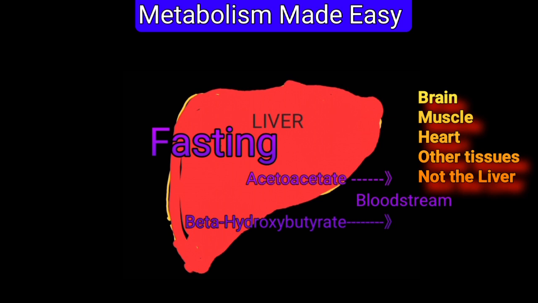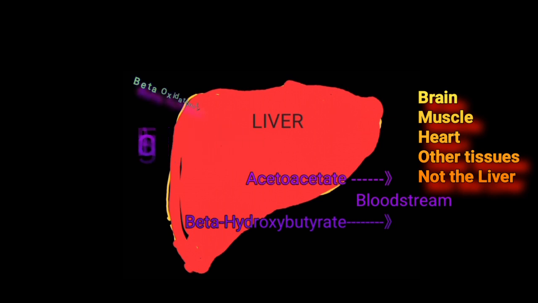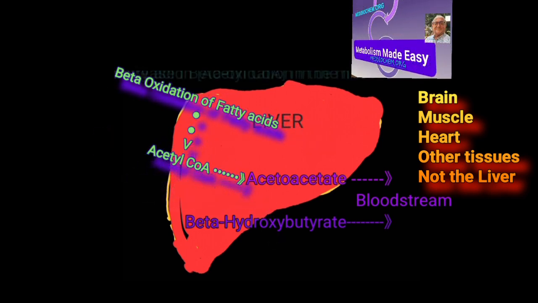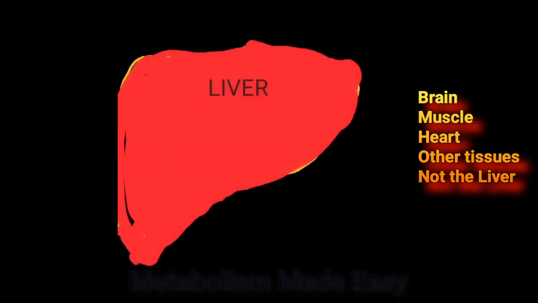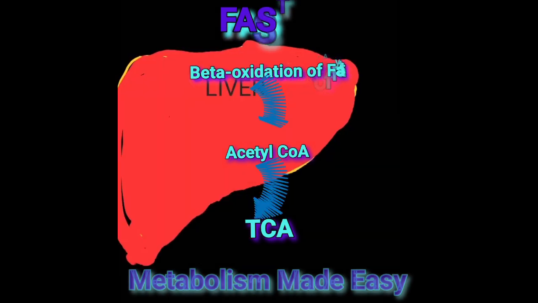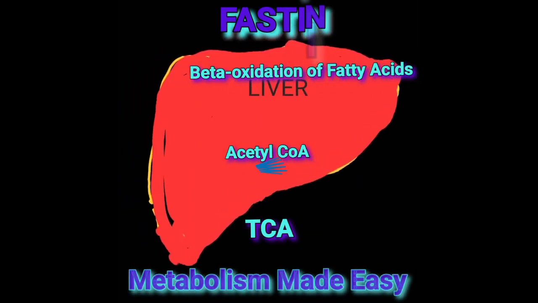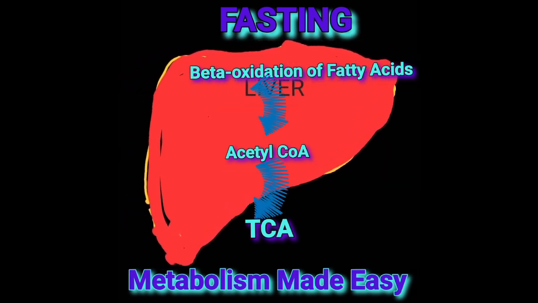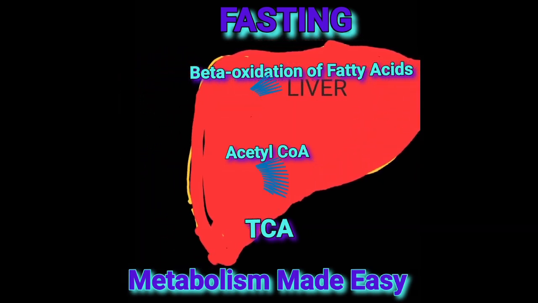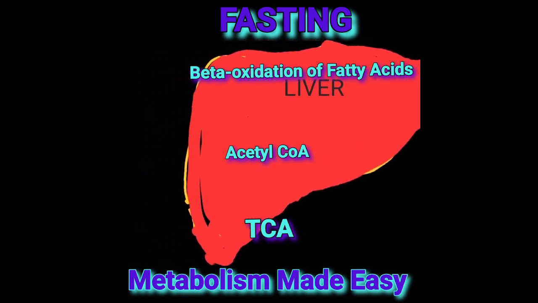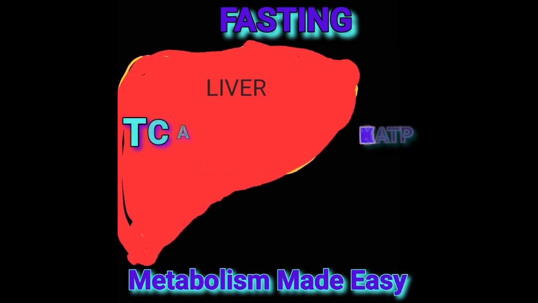So ketone bodies are derived from acetyl-CoA, and in turn that acetyl-CoA comes from the beta-oxidation of fatty acids in the liver. During fasting, the liver switches to beta-oxidation of fatty acids for its own energy needs. At some point, high energy molecules like NADH and FADH2 and ATP will start to accumulate.